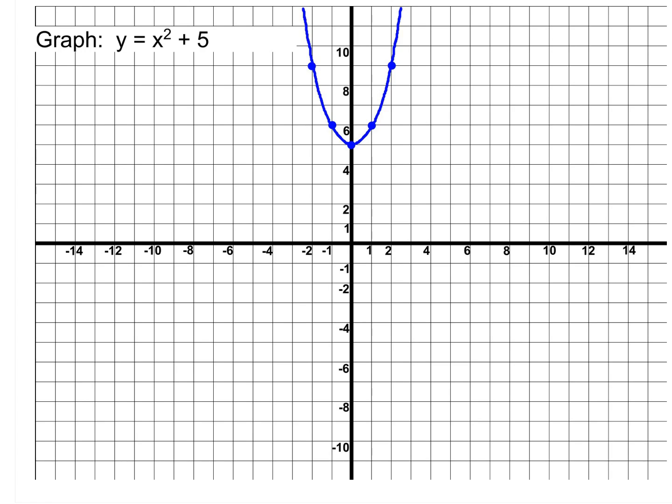And then the other graph there, x squared plus 5. Again, notice the plus 5, it moves it all up 5.